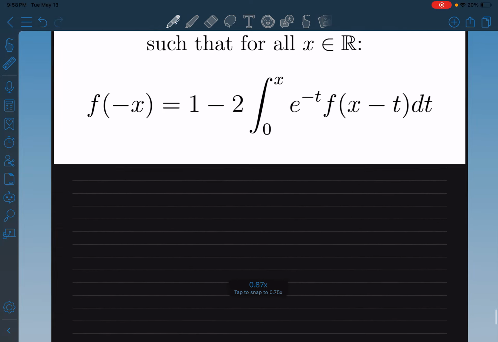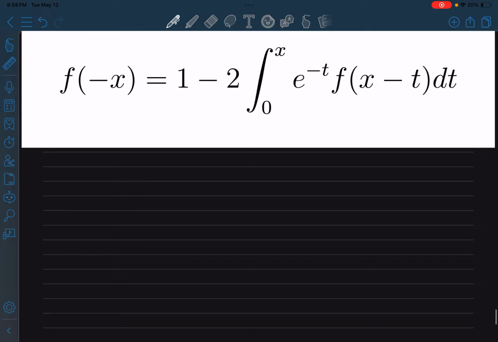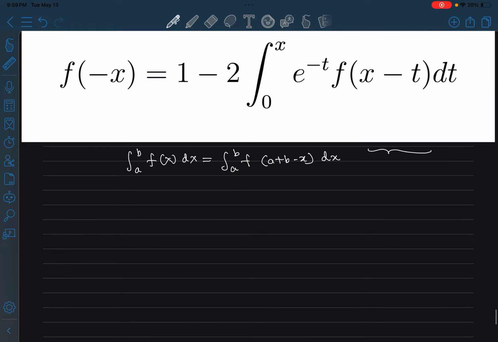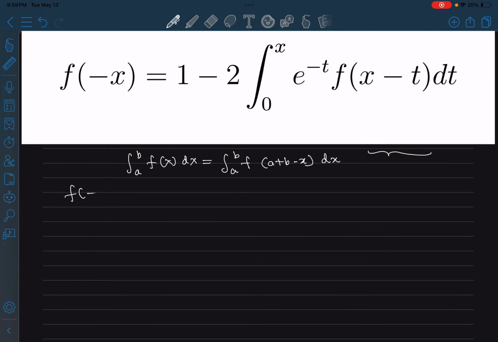So yeah, we are given this, right? First of all, because there's this x minus t in the input of f, let me try to use King's rule to simplify this. King's rule is just a substitution that says this integral will be equal to the integral of f of a plus b minus x dx. I have already proved this in my earlier videos, so you can check my channel. But for now, let me just use this. And if I use that, I can simplify my integral a little bit.